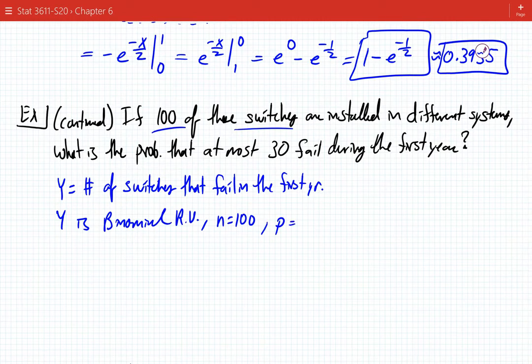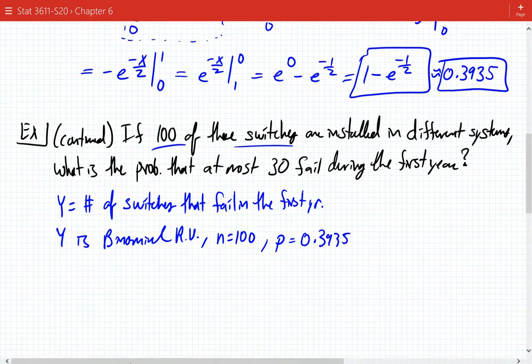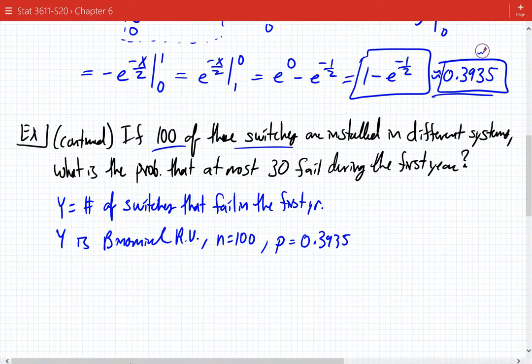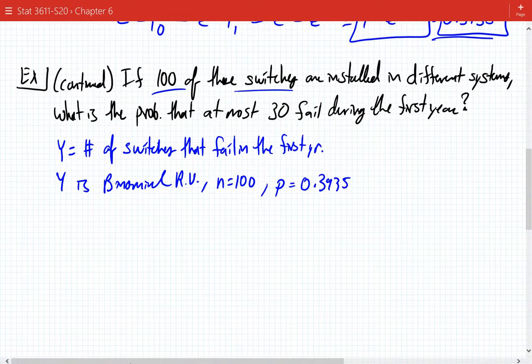And what is the probability, your success probability, quote unquote? I'm doing air quotes here. I know no one can see me. The success probability that a specific switch fails during the first year then is 0.3935. That is the number that we got above right there. And we want the probability that at most 30 fail during the first year.